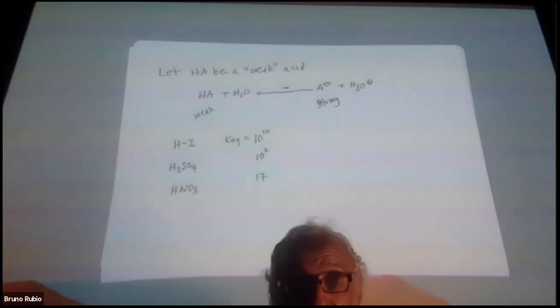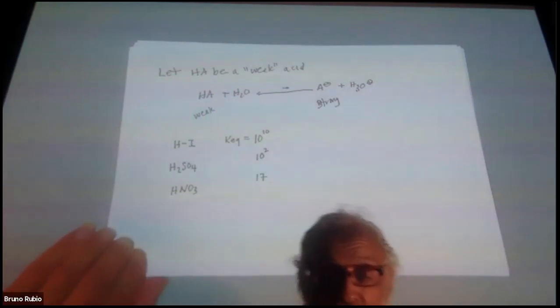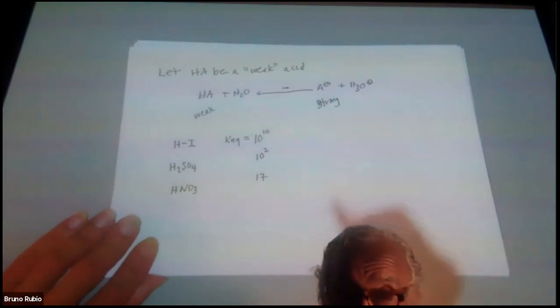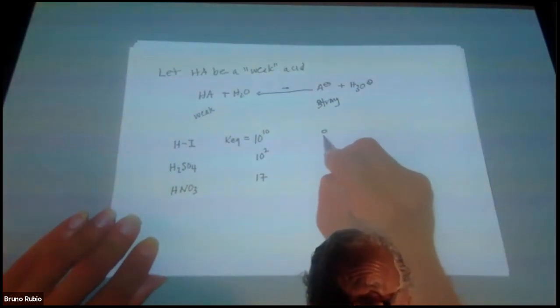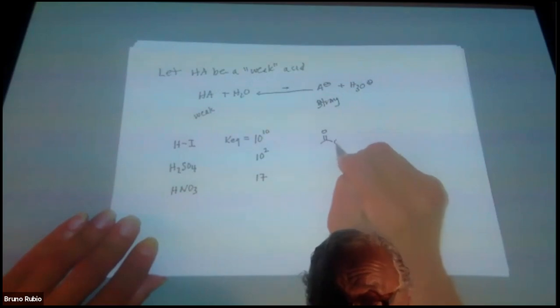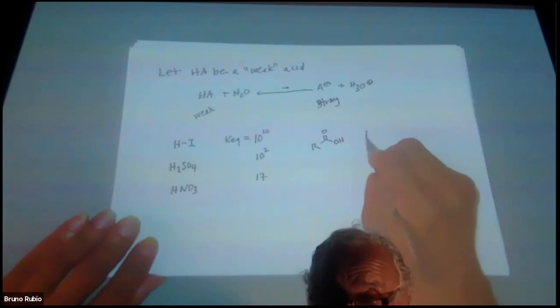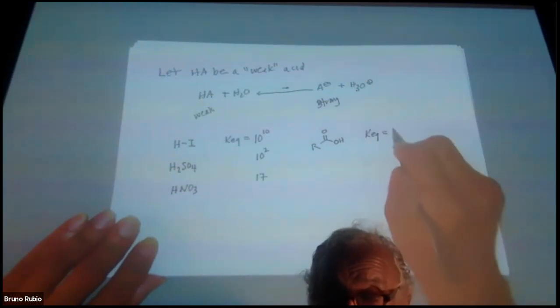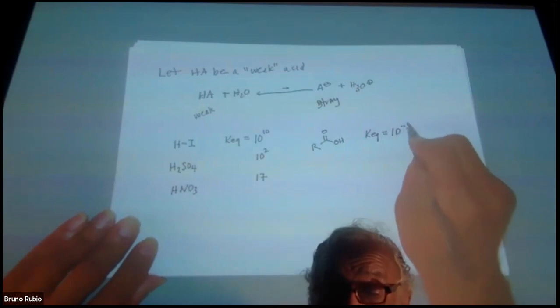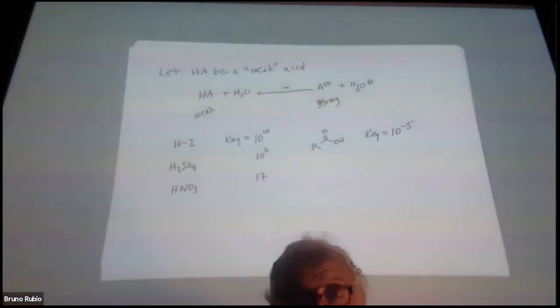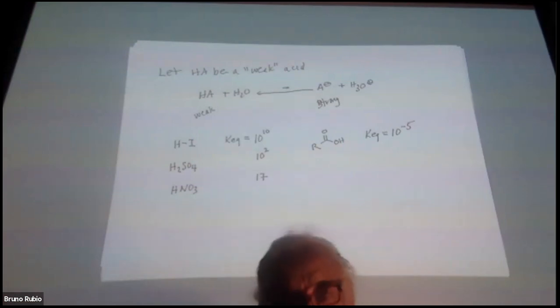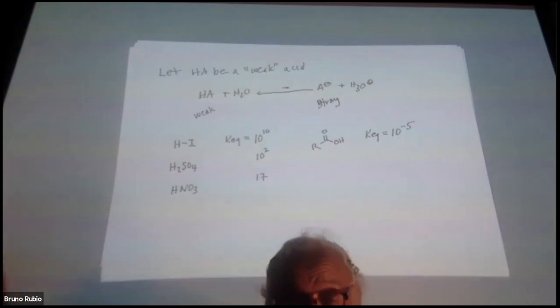Haven't gotten to an organic compound yet. It's not until we get to something like the carboxylic acids. So I'm going to put them over here. The carboxylic acids are among the strongest organic acids, but their KEQ is a paltry about 10 to the minus 5. So most organic compounds are weak acids, but there is a spectrum of acid strength varying over 50 orders of magnitude.